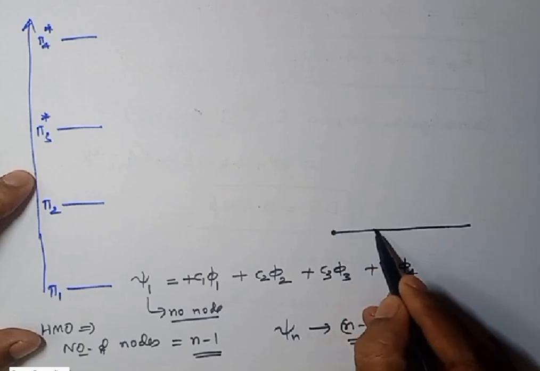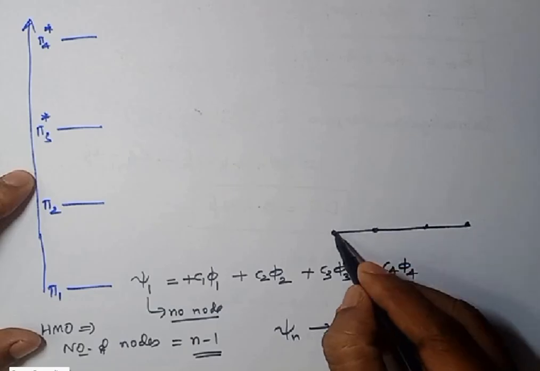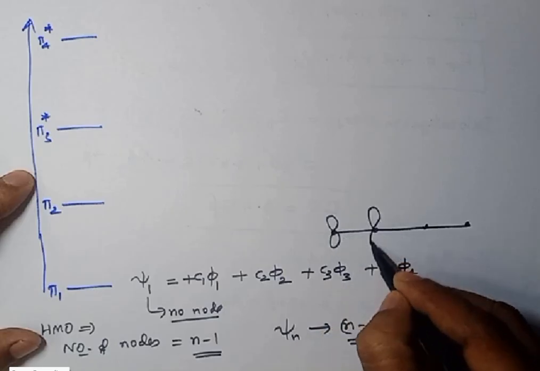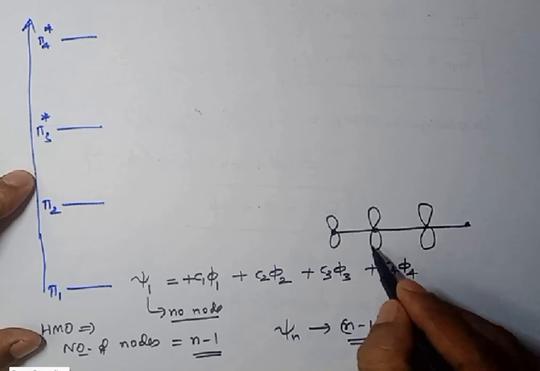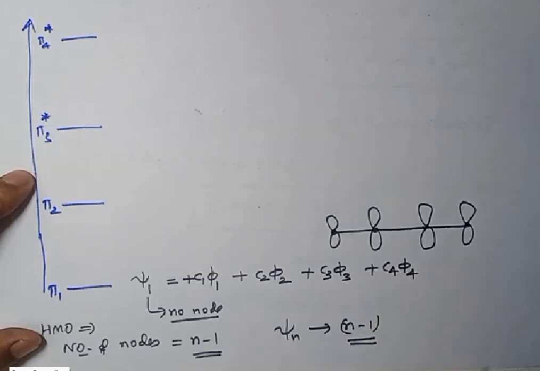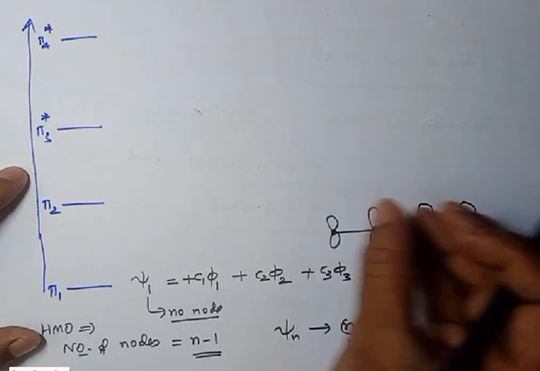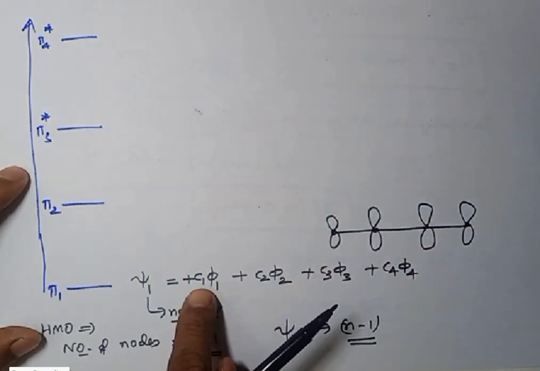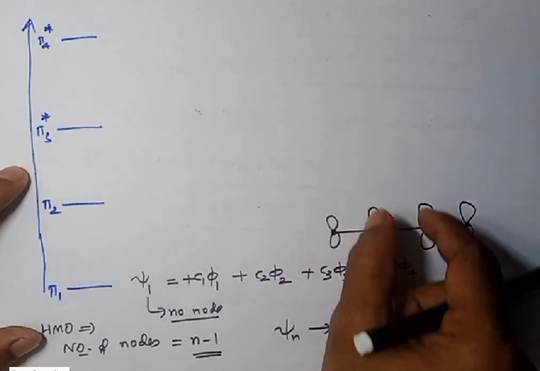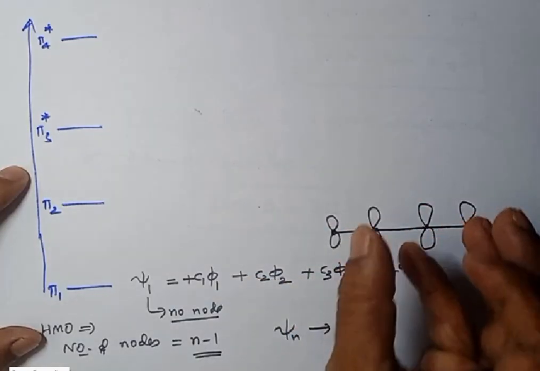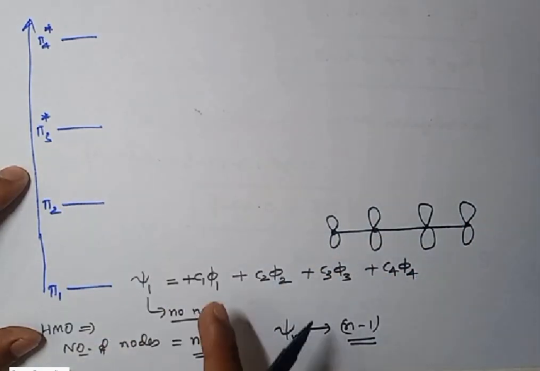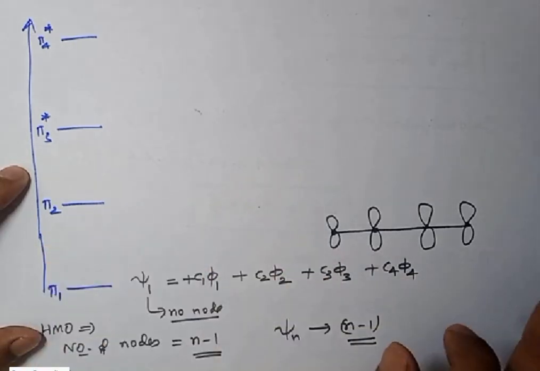So suppose this is carbon 1, this is carbon 2, this is carbon 3, this is carbon 4. Suppose carbon 1 has a p orbital, carbon 2 has another p orbital, carbon 3 has a p orbital, and carbon 4 has a p orbital. Listen, don't worry about the size of the p orbital. Observe carefully. The size of the atomic orbital is decided by the coefficients. So right now we don't know what C1, C2, C3 are. So don't worry about the coefficients. Just focus on the atomic orbitals.